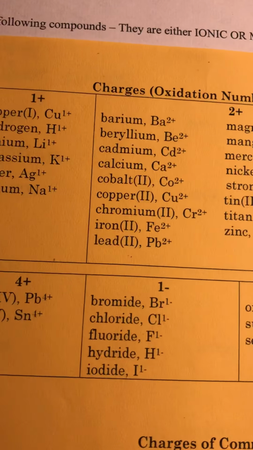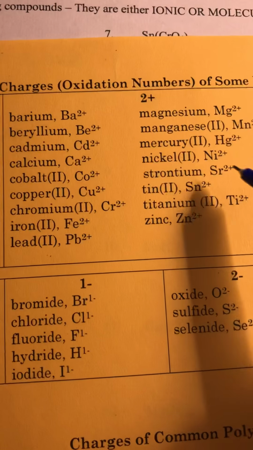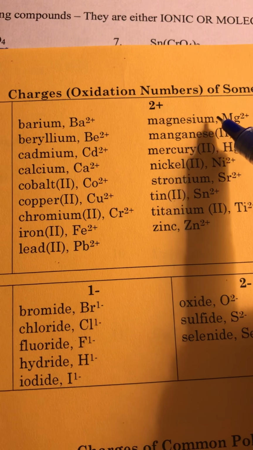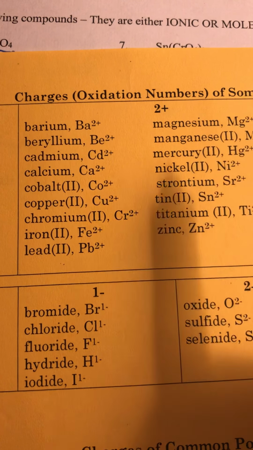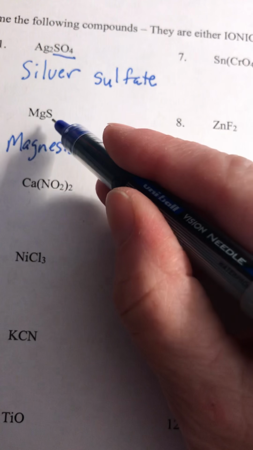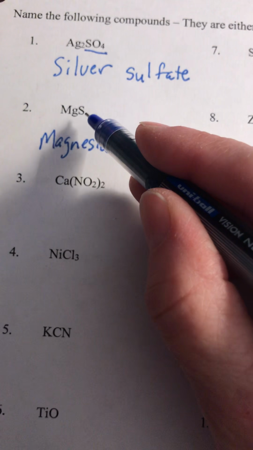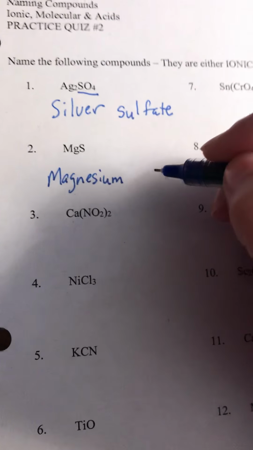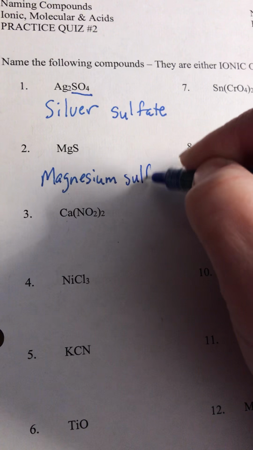If you're not sure, go to this paper, find where magnesium is. Notice there is no Roman numeral. It will always be a +2 charge, so we don't put a Roman numeral on there. And then the S, when it's a monatomic ion like this, should end in IDE. So the name is going to be sulfide.